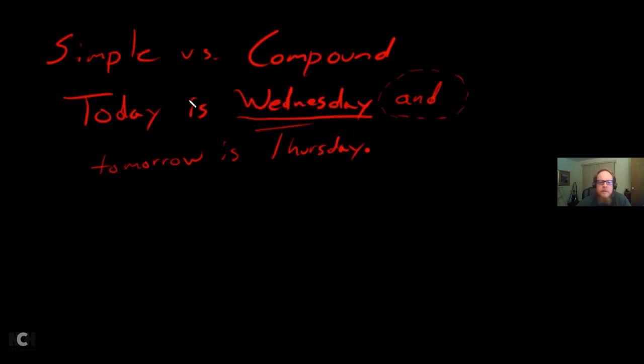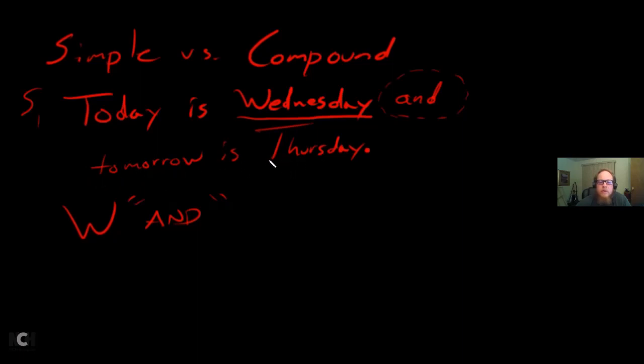All right, so W is still going to stand for "today is Wednesday." But then we have this, and this is a connective. So I'm going to have W and whatever that means, then whatever this is. Now this is "tomorrow is Thursday." This is its own separate statement. I could have this by itself.